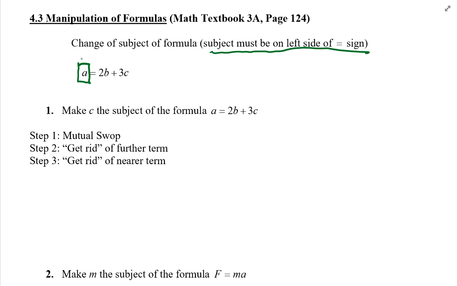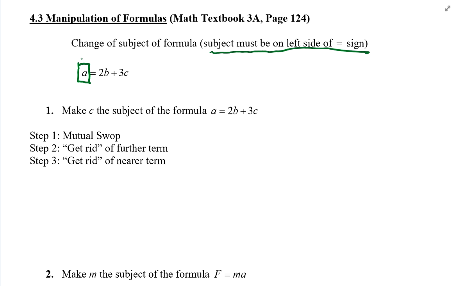Alright? However, the question will require you to change. What do I mean? So when the question requires you to change, please change according to the question and make sure that subject is on the left hand side of the equal sign again. Alright? And I've actually written out 3 steps in order for you to achieve that. What do I mean by the 3 steps?